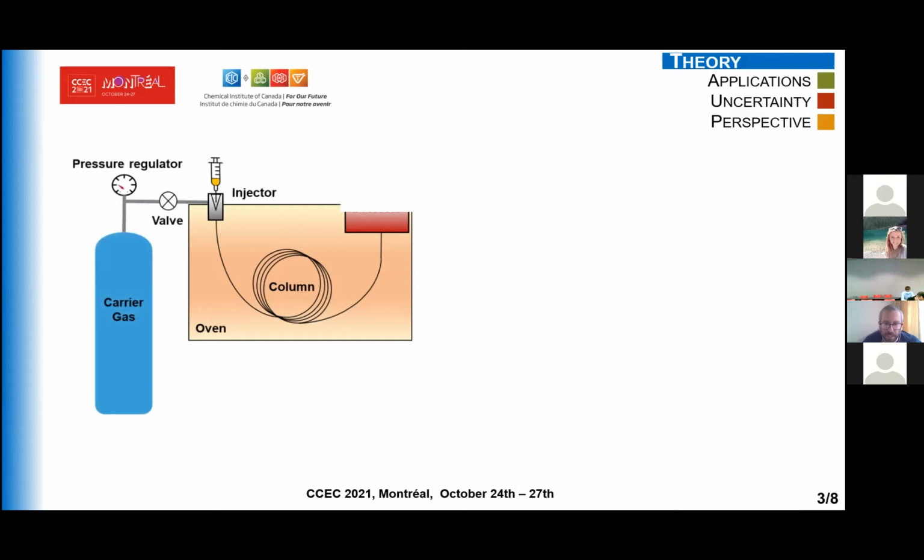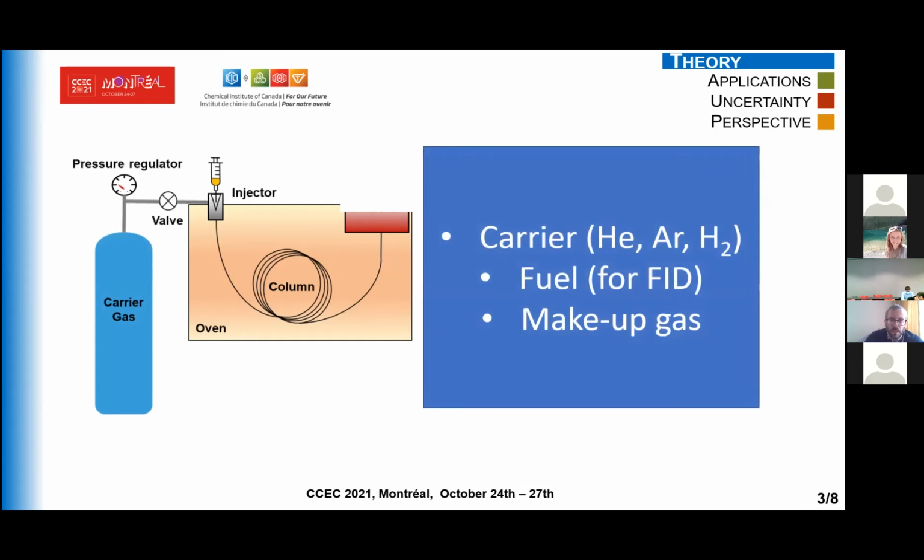Talking about the carrier gas, most setups employ either helium, argon, nitrogen or hydrogen. So these four gases are the main ones used, depending on the objective of the analysis, of course. Also, depending on the detector installed, you may require other process gases, such as air or hydrogen as a fuel for FID detectors. Also, makeup gas stabilizes detector signals.